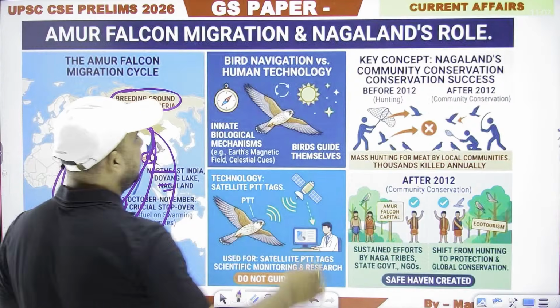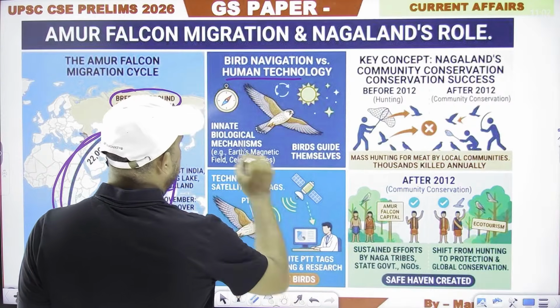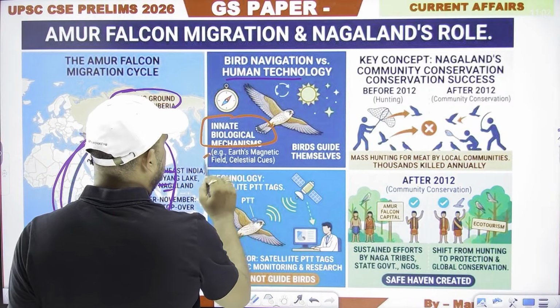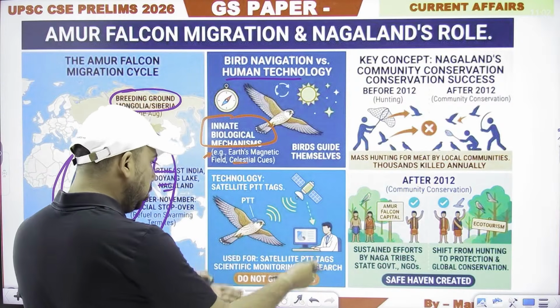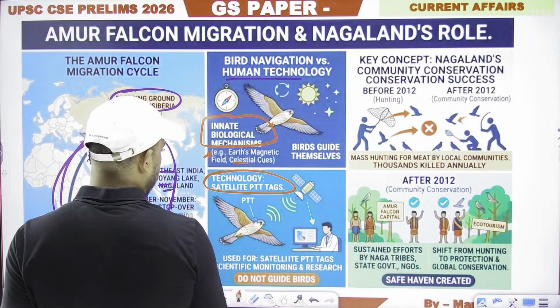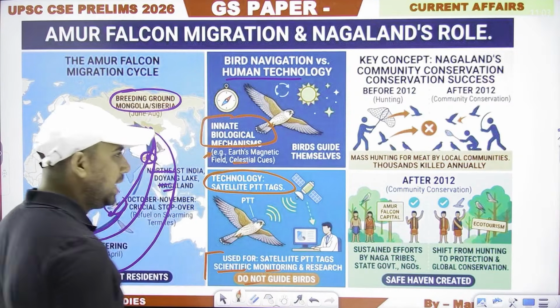Second is bird navigation versus human technology. Birds have innate biological mechanism like earth magnetic field, celestial cues. They don't use any kind of satellite communication. That is used by us. So technology, satellite tags used for scientific monitoring and research do not guide birds.